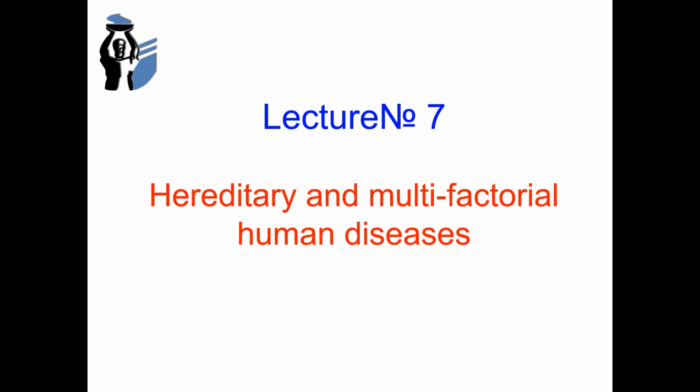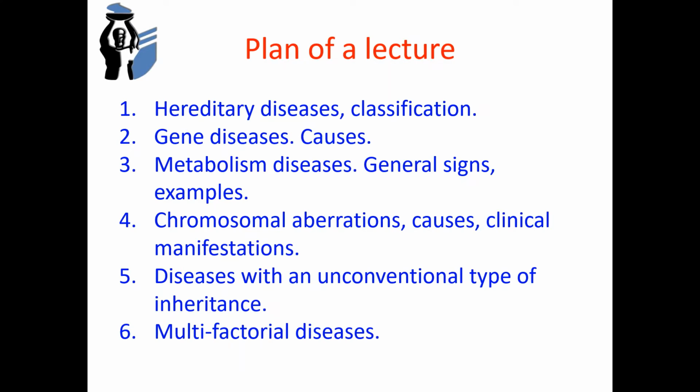The topic of the lecture: Hereditary and Multifactorial Human Diseases. Plan of the lecture: hereditary diseases classification, gene diseases causes, metabolism diseases general signs examples, and the next one: chromosomal aberrations causes and clinical manifestations, diseases with an unconventional type of inheritance, and in conclusion, multifactorial diseases.